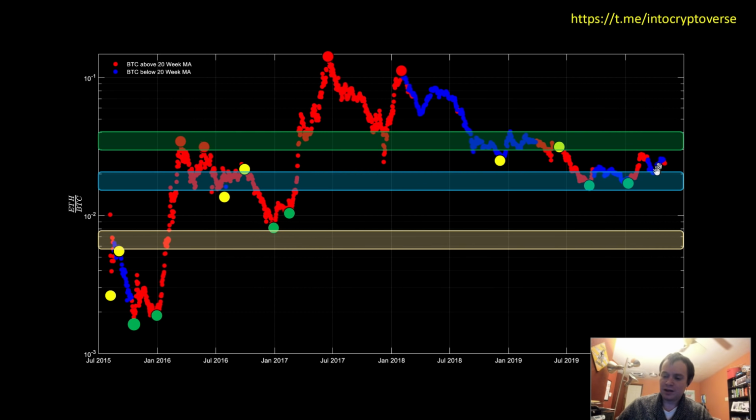Now, we're starting to print these points here where Bitcoin is above its 20-week moving average, and Ethereum is kind of sitting, it's waiting, it's biding its time, it's looking to see, okay, is this a fake out? Are we really starting to get into the bull market? Is the fear in the market sufficient to really kick off a multi-year bull market? And I don't know the answer to that yet.